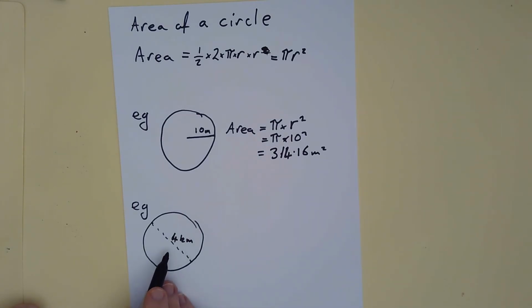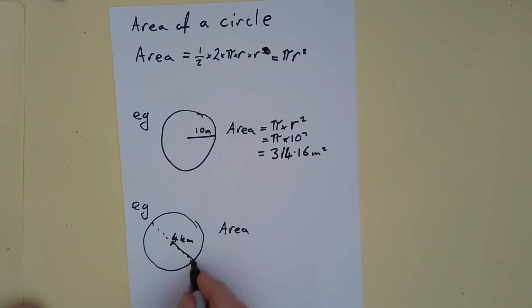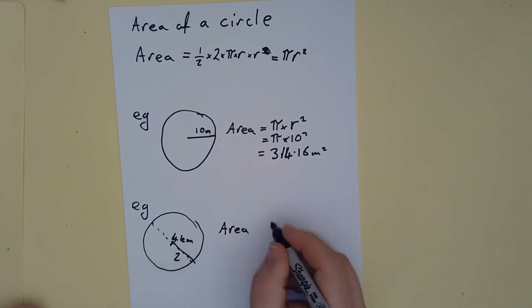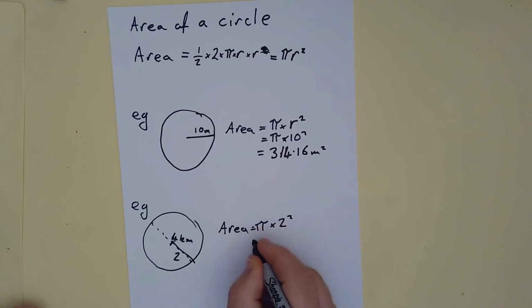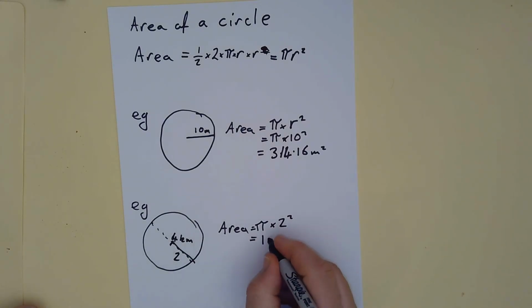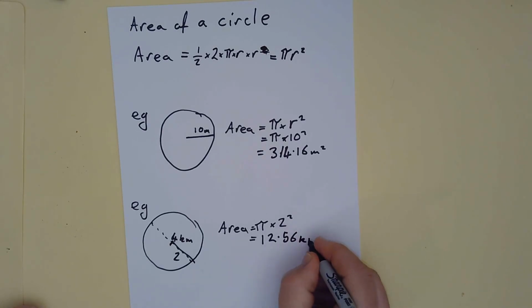Now, this one here gives us our diameter. So I just have to get my radius. My radius is going to be half of that, so that's going to be 2. So I'm going to have pi times 2 squared. And when I put that into my calculator, I get 12.56, and then my units are kilometers squared.